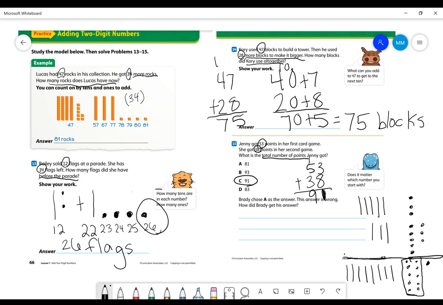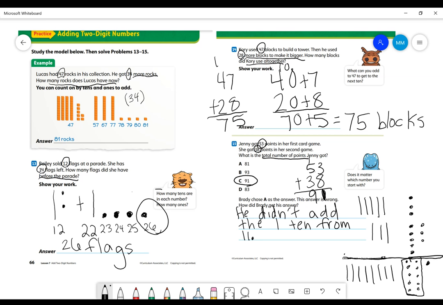So how did Brady get his answer? He didn't what? What did he forget to add? He didn't add the 10 from 11.